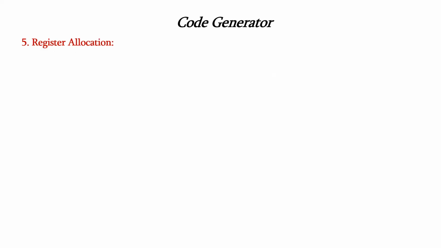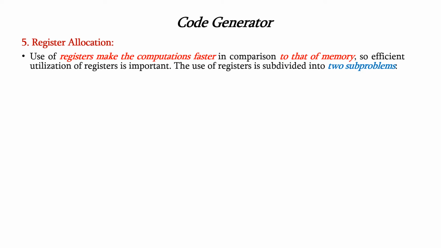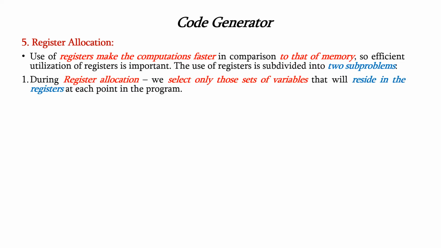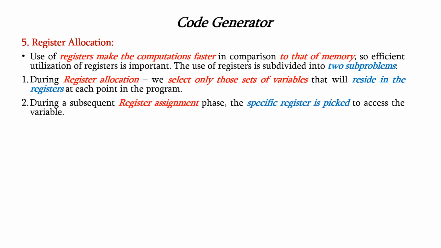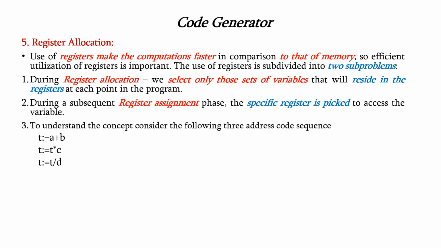Next, the fifth issue is register allocation. Use of registers makes the computations faster in comparison to that of memory. So efficient utilization of registers is important. The use of registers is subdivided into two subproblems. During register allocation, we select only those set of variables that will reside in the registers at each point in the program. During the subsequent register assignment phase, the specific register is picked to access the variable.